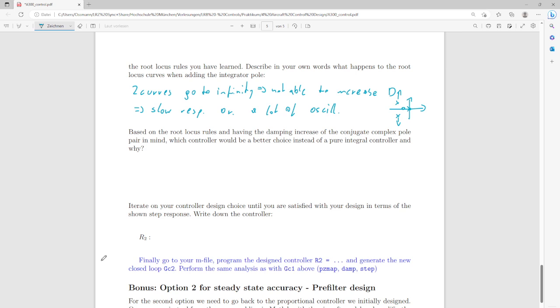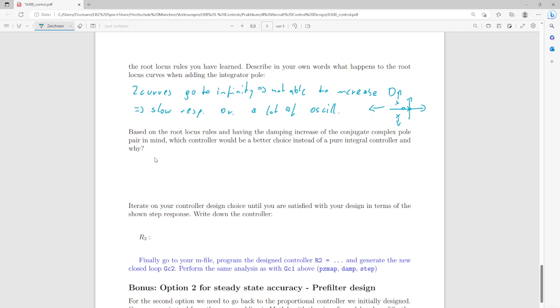Okay, based on the root locus rules and having the damping increase of the conjugate complex pole pair in mind, which would be a better controller than using just a pure integral controller? Now you could argue with a lot of things we have learned. Well, you could say, just based on the root locus, I only want to have one curve going to infinity, because then it would go right. Okay, I have three poles, 1, 0, and to make that root locus curve go not to the right but to the left, we simply need a delta of 1, so we need three poles and two zeros, right?